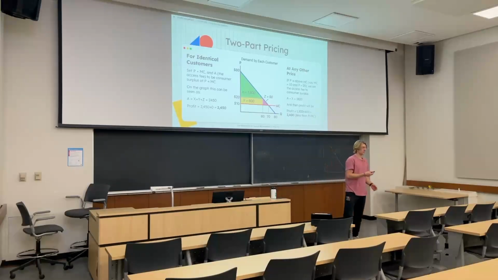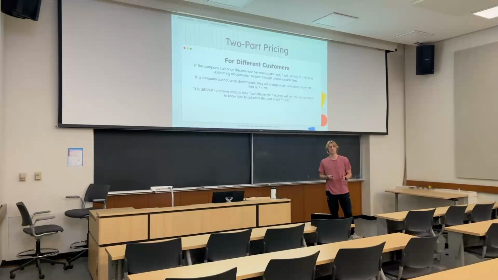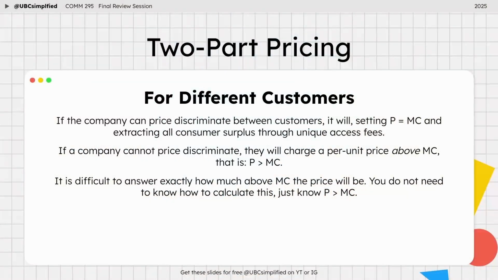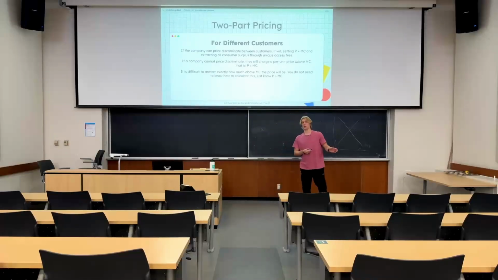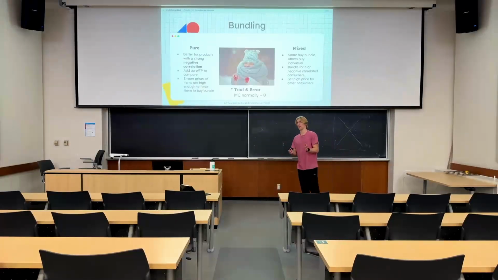But if you have different customers, it's a little bit trickier. You can't necessarily determine the exact price that you're going to set, but it'll be someplace above marginal cost. So for different consumers that have different preferences, different demand curves, your price per unit is going to be somewhere above marginal cost, and then your access fee will be slightly lower than it would be if you just had one identical consumer.